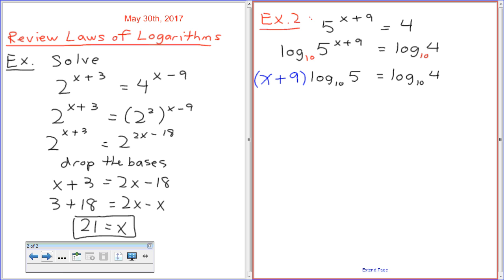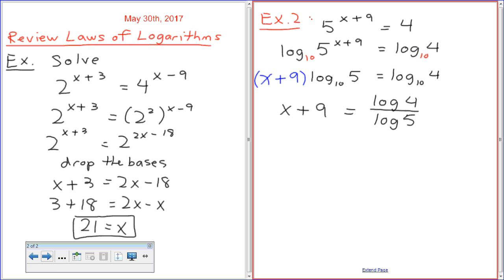All right, so back to here. The nice thing with this is, hold on guys, please, I can calculate this on my calculator. What do I do to solve for x? What's the next step, please? Divide by log 5. Yeah, so I'm going to say x plus 9 equals log 4 over log 5.